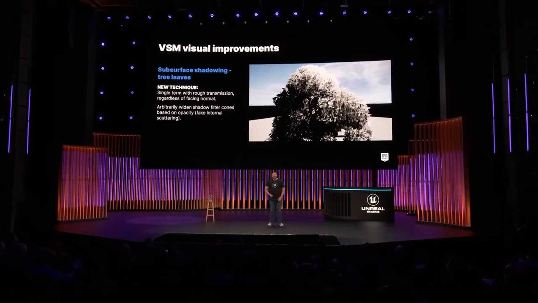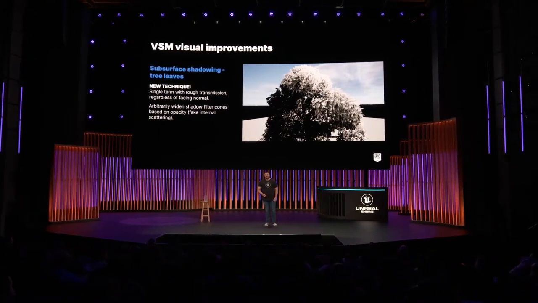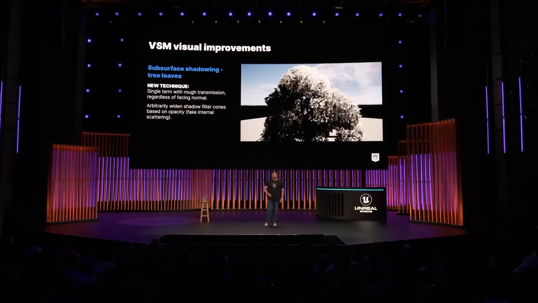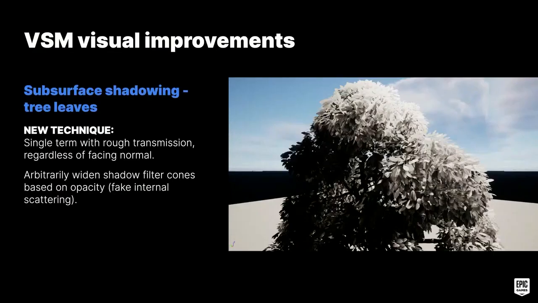To address this and to achieve a softer overall look in the shadow term, we implemented an alternative subsurface shadow mode that uses a single term that includes the rough transmission falloff, regardless of the shading normal. Additionally, we arbitrarily widened the shadow filtering cone based on the material opacity to give the impression of internal scattering.